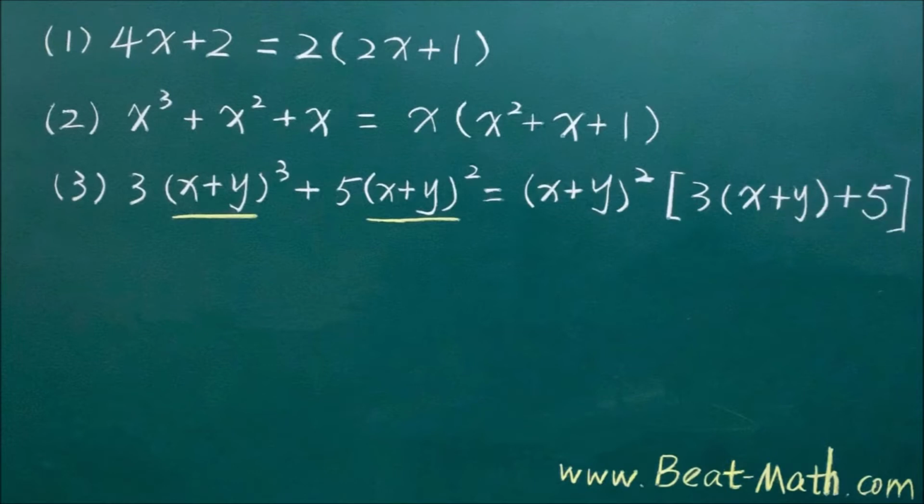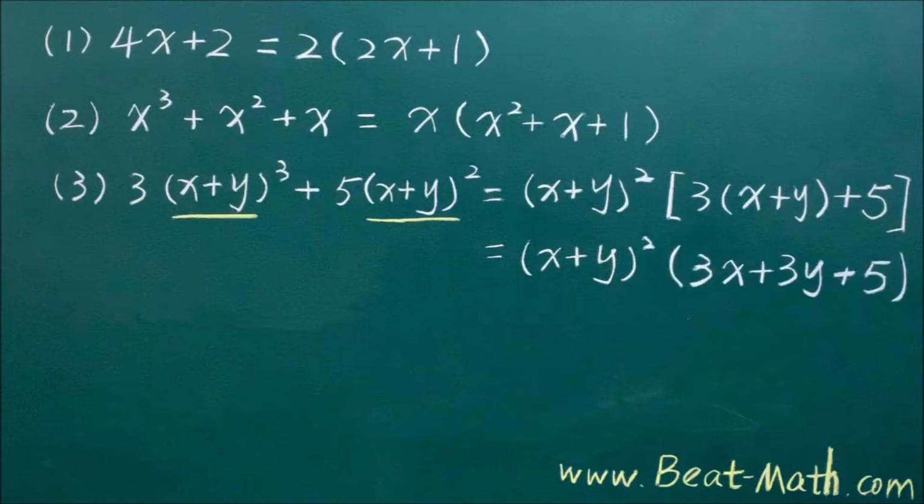We don't normally leave it this way. We will get rid of the inner bracket and simplify it to the quantity of x plus y squared times the quantity of 3x plus 3y plus 5. For the last 3 examples, we just need to factor out the number part or the variable part. Quite often, we must factor both.